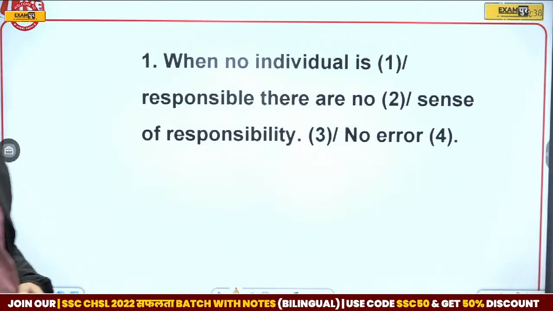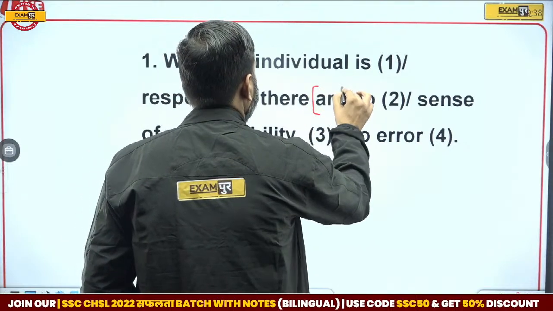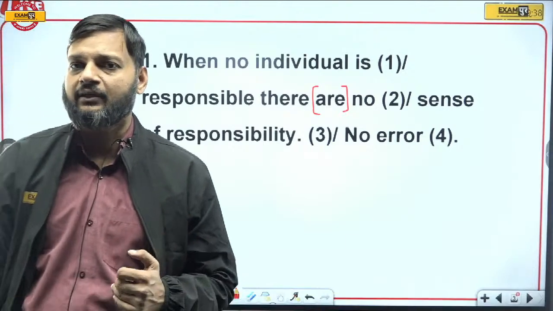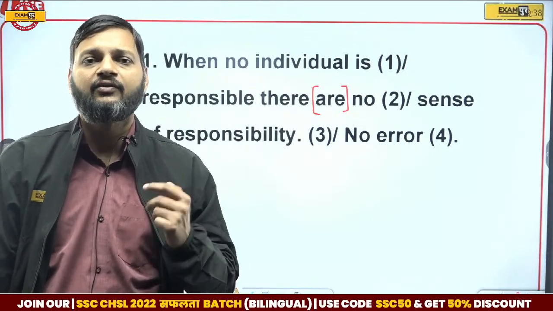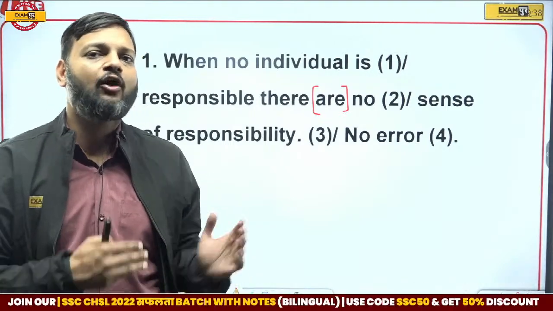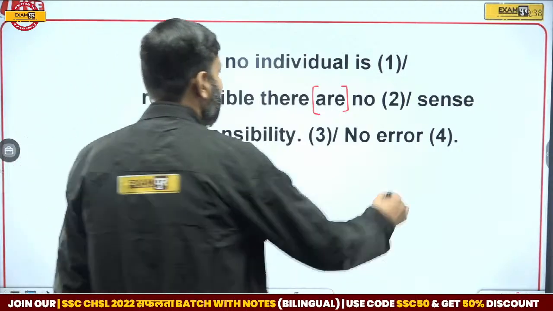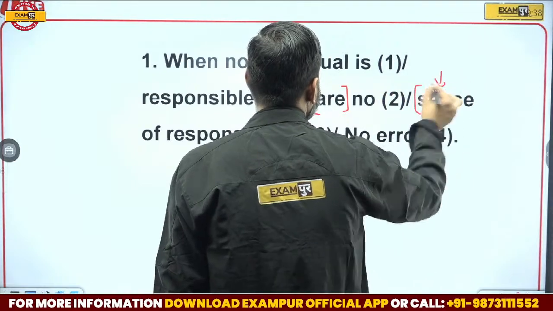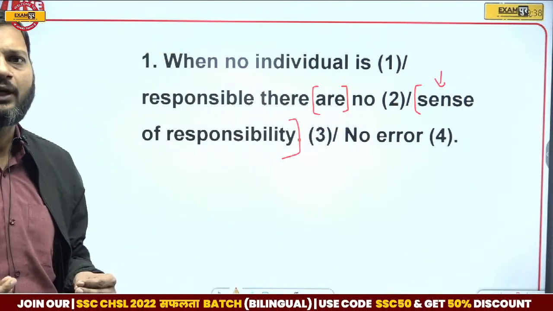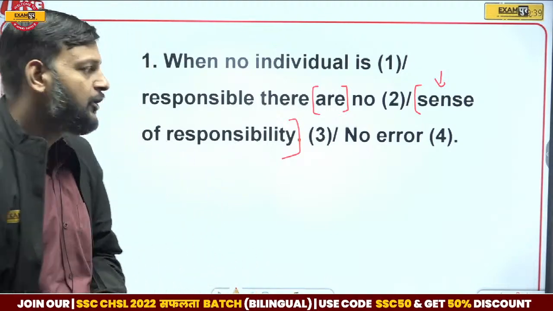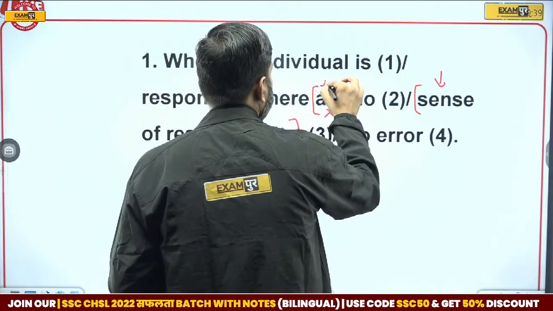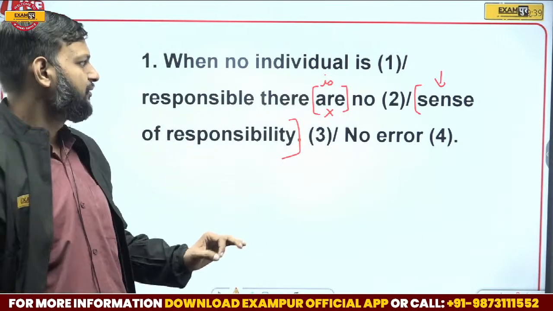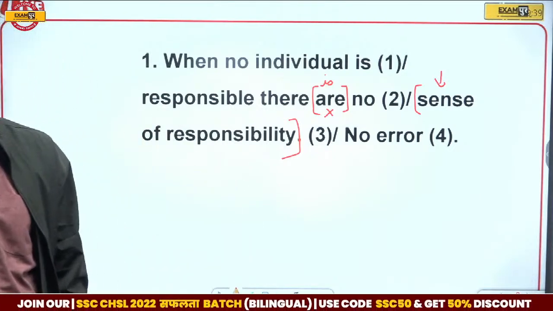See, in this sentence, here we have a plural verb. A plural verb comes with a plural subject, but if the subject is singular, a singular verb should be used. Now, what is the subject of this verb are? The subject is sense of responsibility. So here the subject of this verb is sense, which we know is an uncountable noun, and an uncountable noun is considered singular. So here are will be replaced by is. When no individual is responsible, there is no sense of responsibility.